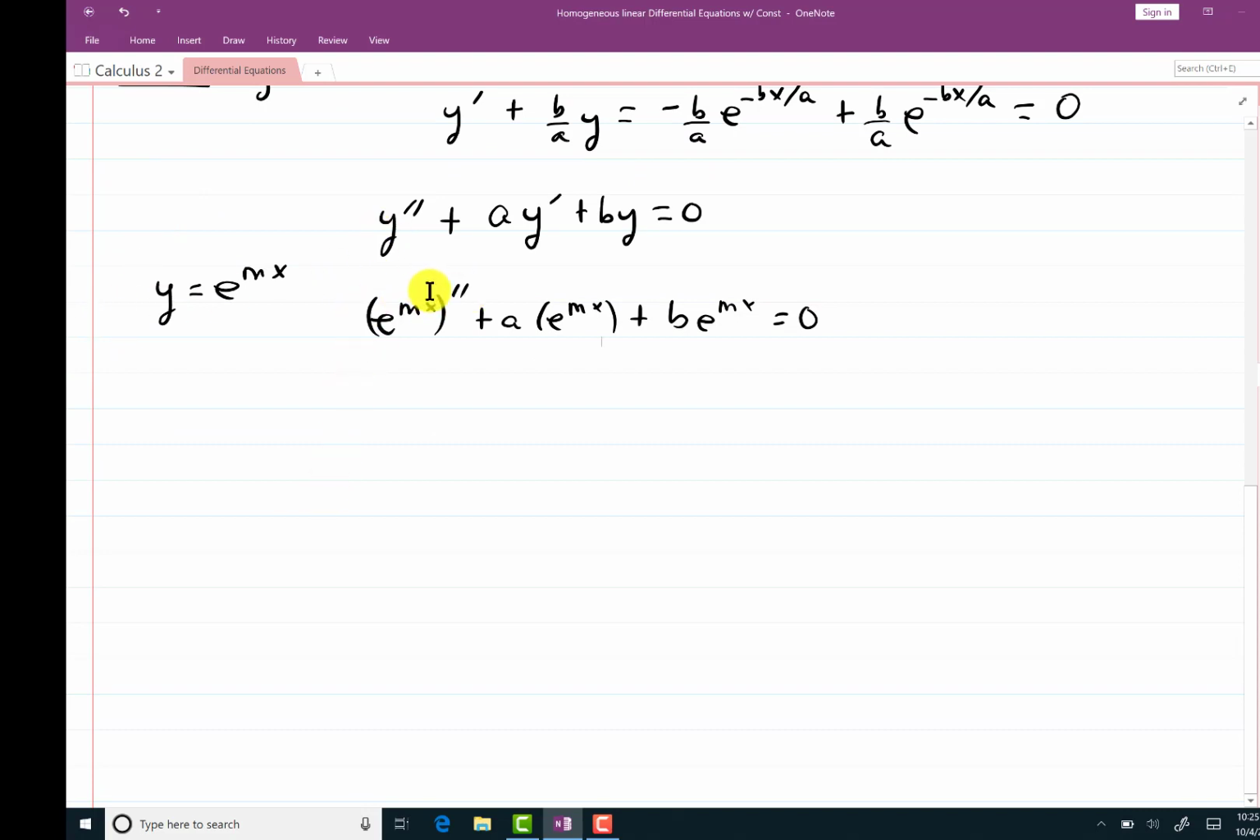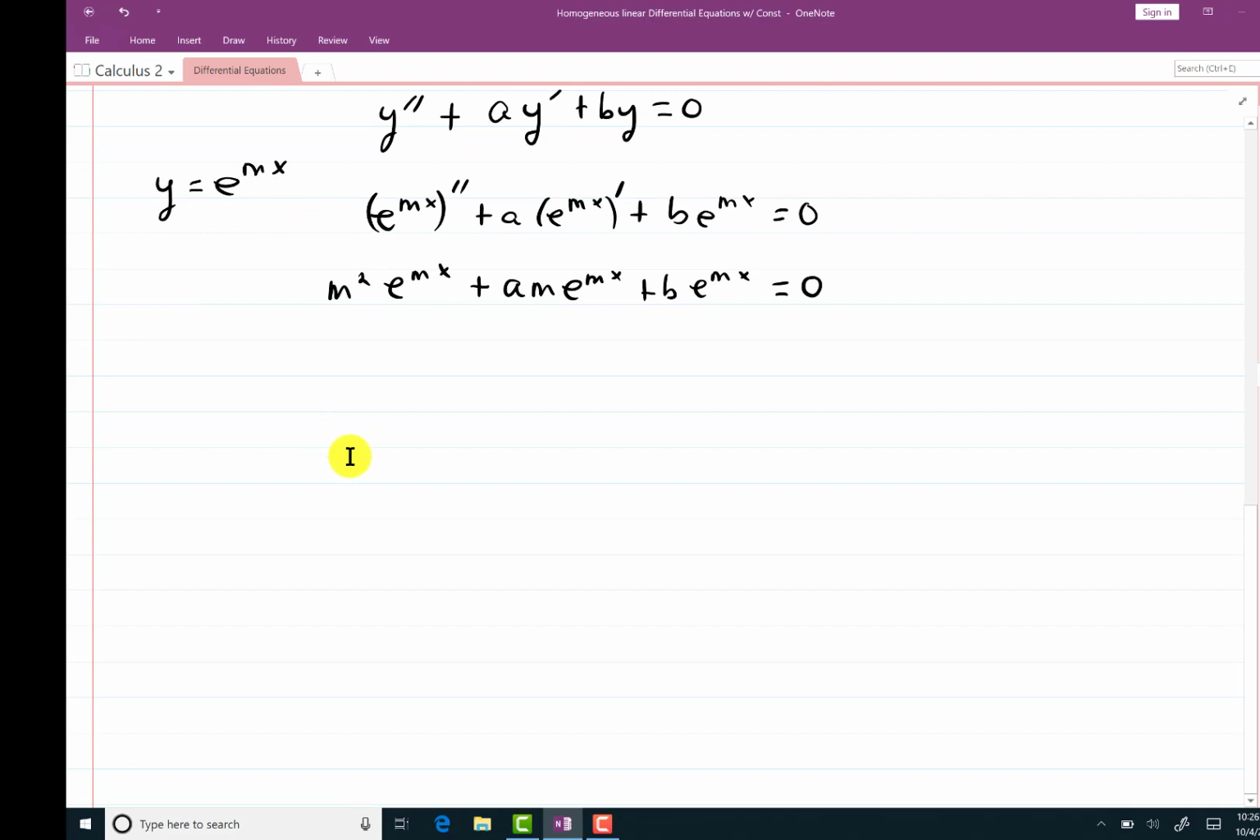Let me go ahead and take the second derivative here. The first derivative is m e to the mx. The second derivative will be m squared e to the mx. The second term, just the first derivative, will be a m e to the mx. And then finally we have plus b e to the mx. Set that equal to 0. I can factor out e to the mx from everything, leaving me with m squared plus am plus b equals 0.